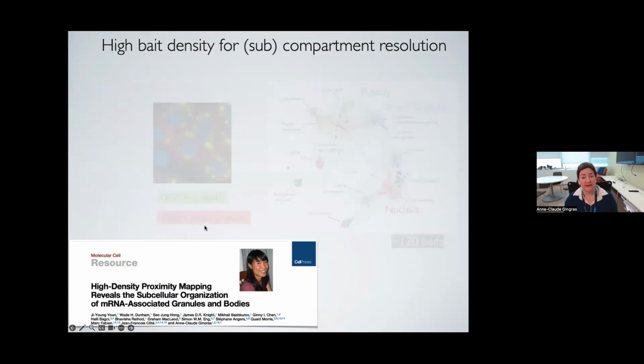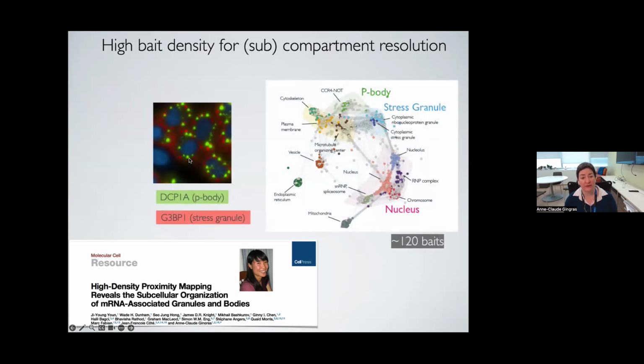And so what Ji-Young was interested in was to define the proteome of P-bodies, which are highlighted here in these green structures, and stress granules, which are adjacent structures shown here in red on those microscopy images. And as you can see, those are relatively small, heterogeneous structures, are membraneless, and they're associated with RNA biology. And they both are in fairly close proximity to one another. So really defining the proteome in a specific manner for each of those organelles was problematic.